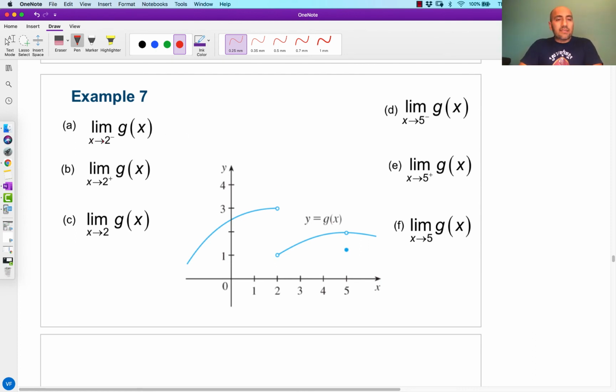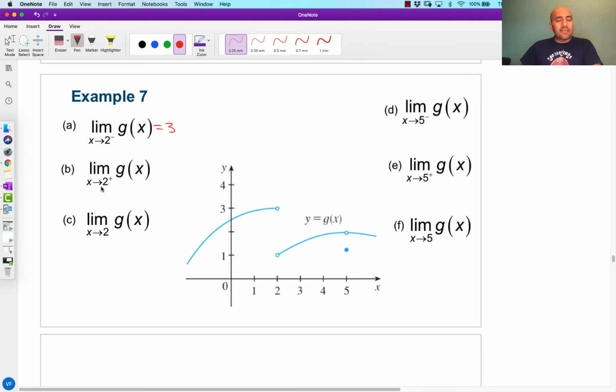So the limit as x approaches 2 from the left-hand side of g of x. So here is 2. As x approaches 2 from the left-hand side, we're going to have x approaching 2 from this way, right? So we're choosing x values approaching this way. And as we're approaching from the left-hand side, we see that the output values are heading toward 3. So that's the answer to that, 3.